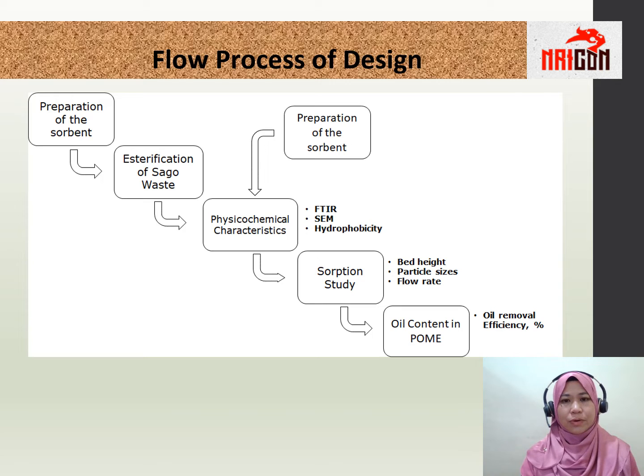Okay, this is the process flow of design. First process is preparation of the sorbent. Second, esterification of sago waste. Third is physicochemical characteristic. Before physicochemical characteristic, the preparation of the sorbent must be done. Physicochemical characteristic consists of FTIR analysis, SEM analysis, and hydrophobicity analysis. Fourth is sorption study. Sorption studies include bed height analysis, particle size analysis, and flow rate analysis. And the last process is oil content in POME, where the oil removal efficiency is calculated.